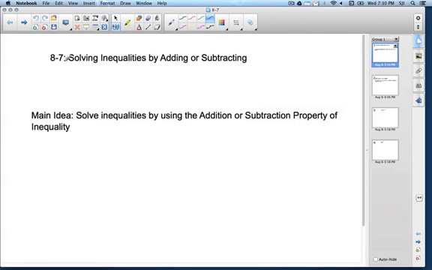Lesson 8-7, Solving Inequalities by Adding or Subtracting. The main idea of this lesson is to be able to solve inequalities by using the addition or subtraction property of inequality.